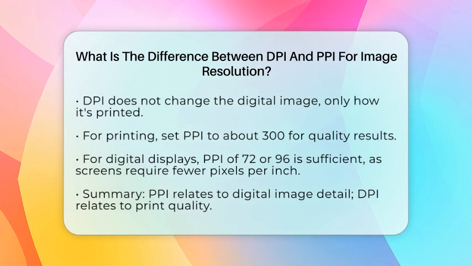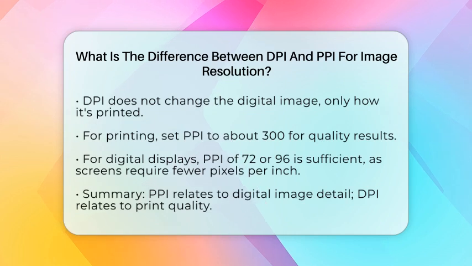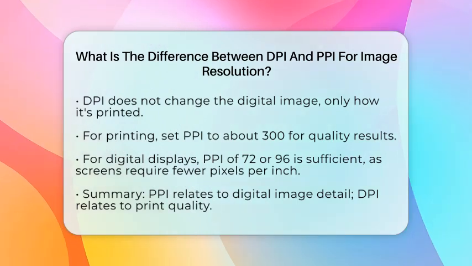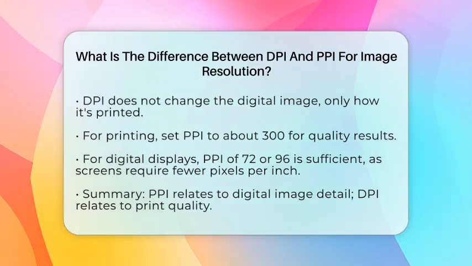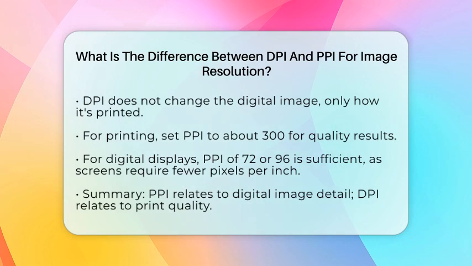To sum it up, PPI is about how many pixels are in each inch of your digital image, affecting how it looks on screens and how big it prints. DPI is about how many ink dots a printer puts in each inch, influencing the quality of the printed image. Knowing this difference helps you prepare your images correctly for both digital and print projects, making sure they look their best no matter where they're viewed.